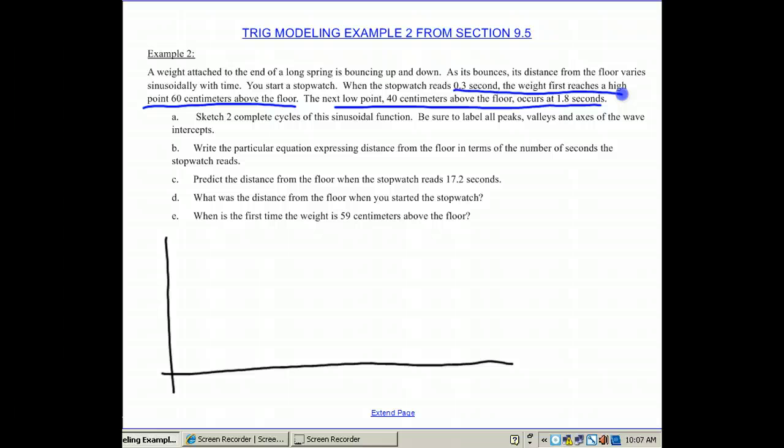So we know that at 0.3 seconds, my weight reached a high point of 60 centimeters. We also know the next low point. I'm just going to plot that high point first. The next low point was 1.8 seconds, and that was 40 centimeters above the ground.